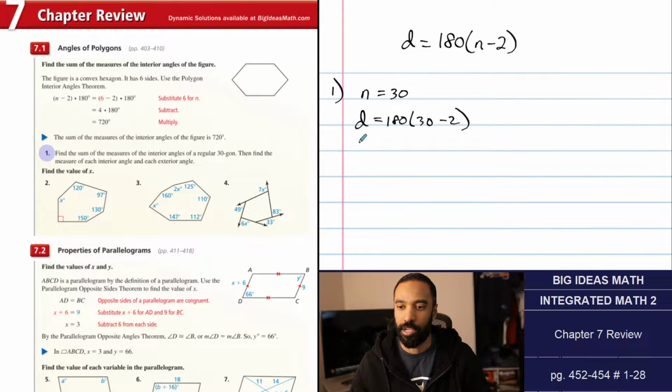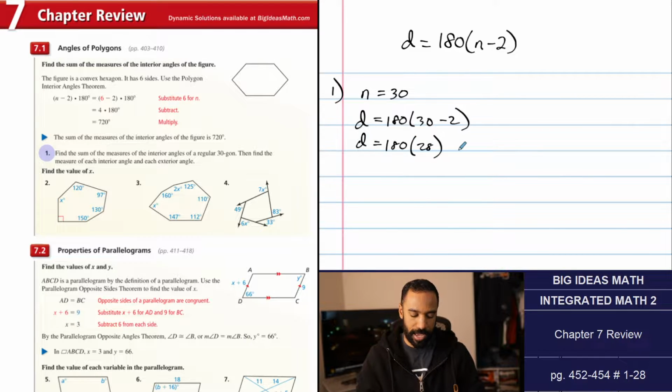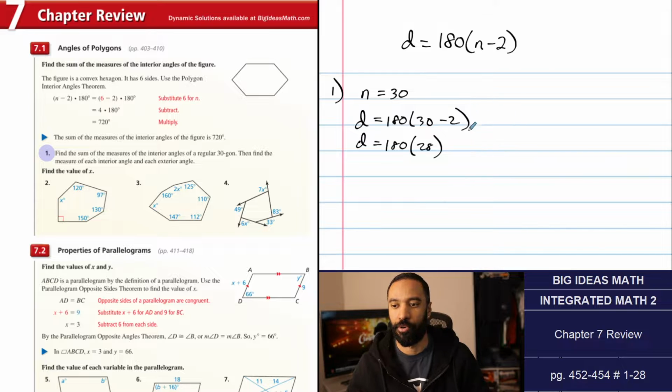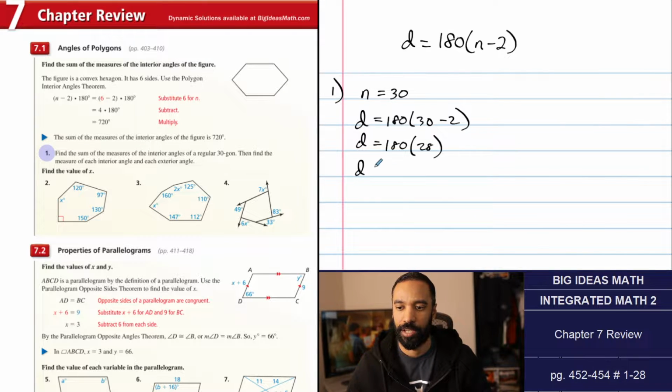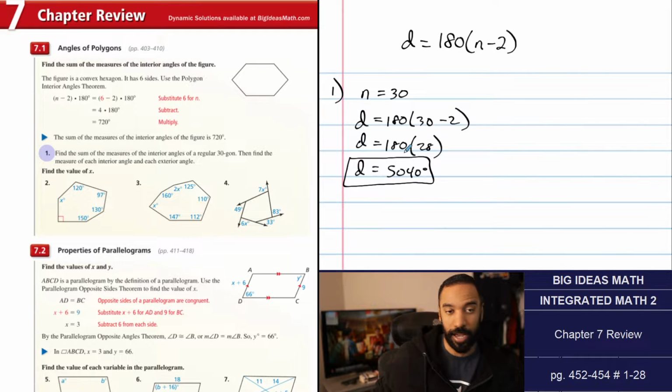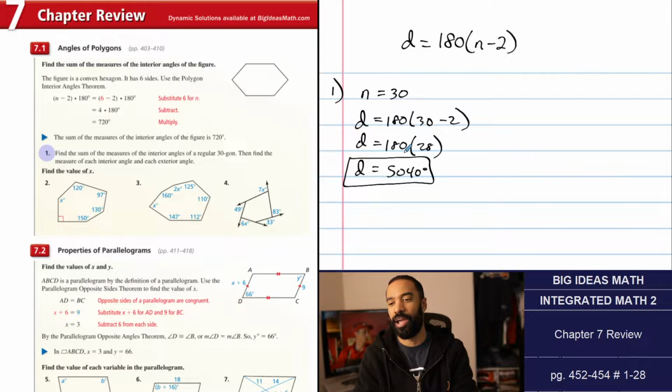So that equals 180 times 28. I'm sure we've seen this number before, even with problems for ourselves. 180 times 28, and I'm getting 5040 degrees. So this is the sum of the interior angles of this 30-sided polygon, again, whether regular or irregular.